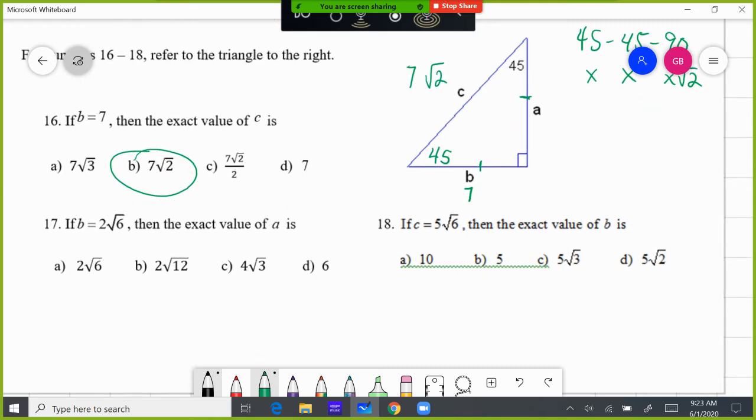17, if b is 2 square root of 6, so let me draw another triangle. If b is 2 square root of 6, find the value of a. Also, for this one, since they're both sides opposite to 45-degree angles, then they're congruent. So it's the same, 2 square root of 6.